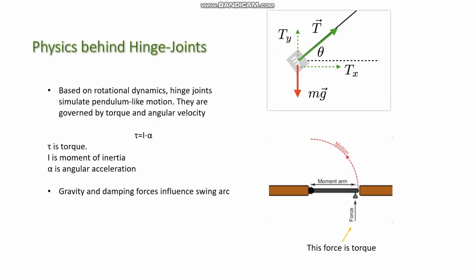So to understand how hinge joints work, we need to look at the physics behind them. Hinge joints simulate pendulum-like motion and are governed by rotational dynamics. Specifically, torque is a key factor. This formula shows how hinge joints create rotation. Additionally, forces like gravity and damping influence the swing arc, ensuring the motion stays natural. These principles form the backbone of hinge joint functionality, providing realism in swinging mechanics.